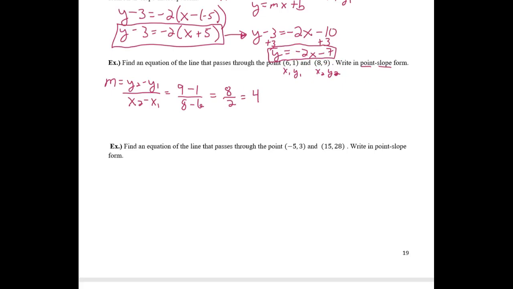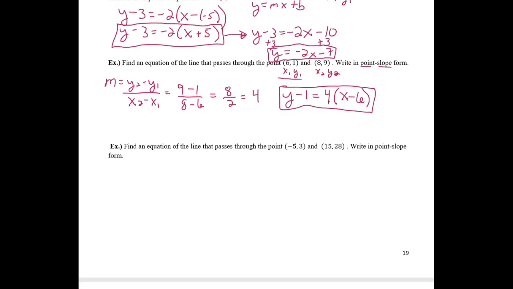There's multiple ways to do this since I have 2 points. I could use the first point, filling it in as y minus y1, which is 1, equals my slope of 4 times the quantity x minus x1, which is 6. That is one way you could do it and leave it in point slope form.